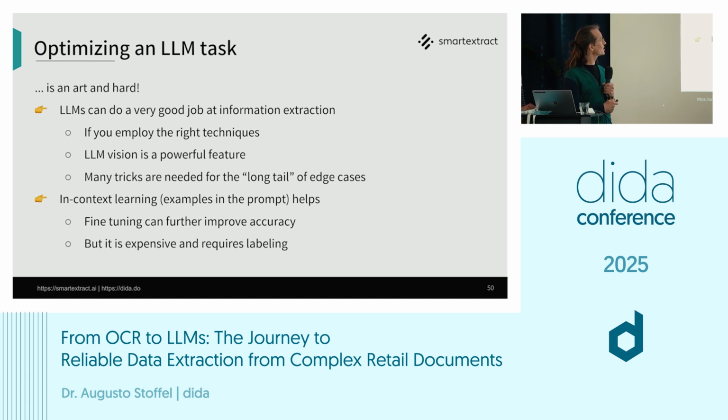So LLMs can do a very good job at information extraction, but you have to try and employ the right techniques, right? And you need to have a little arsenal of tricks that addresses this long tail of edge cases, difficult documents, strange things that crop up all the time. And LLM vision is a powerful feature for information extraction. And the second point I want to bring is that in-context learning, which is the fancy name for examples in the prompt, is really helpful. This is always something that is worth trying.